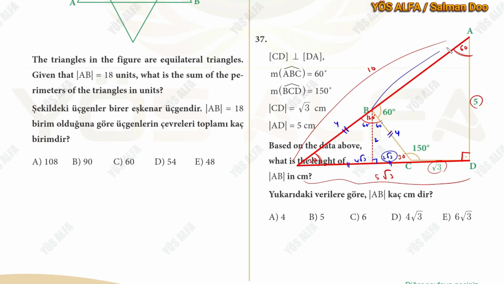And we're asked to find AB. Since the entire length is 10, AB is 10 minus 4, which is 6. So the answer is C.